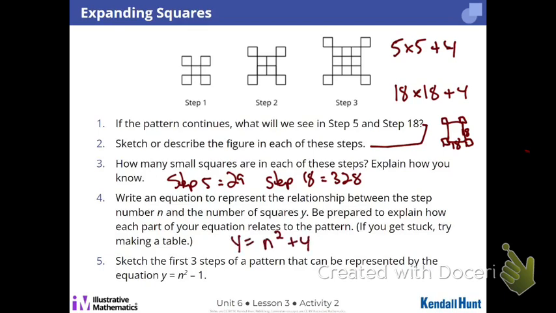Yeah, it's always the square in the middle is the number of steps squared, and then 4 more on the outside every time, n squared plus 4. And this square tells us this function is probably quadratic. Yes.